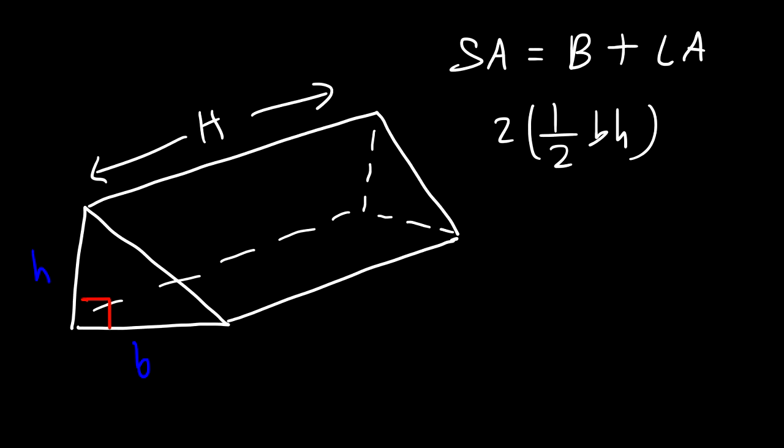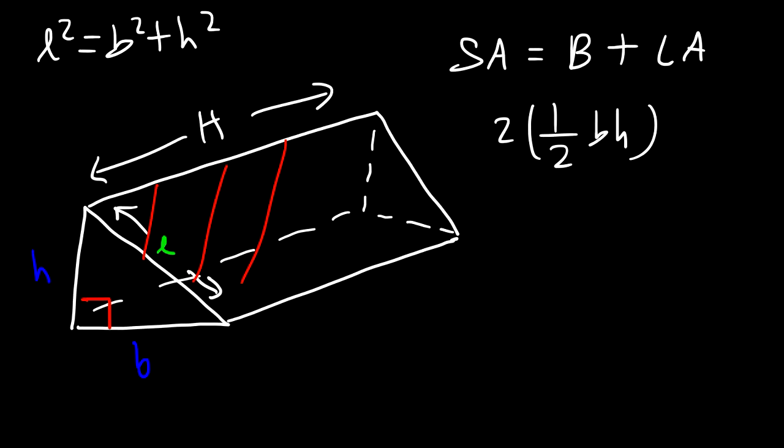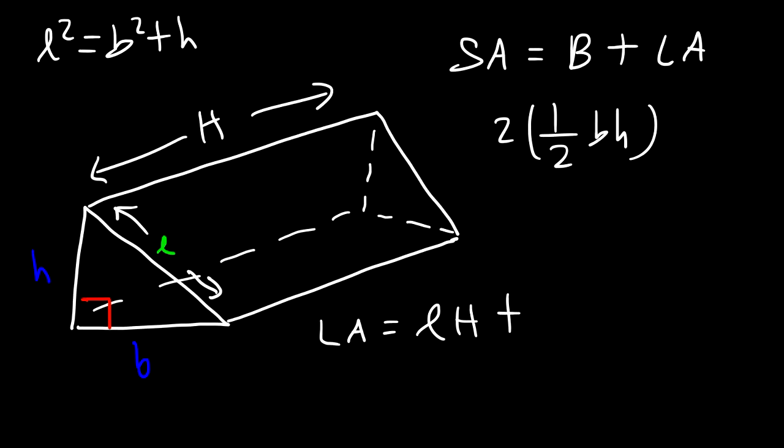Let's call the third side of the triangle L. So since we have a right triangle, L squared is equal to b squared plus h squared. So if we wish to calculate the area of this face right here, the top face, it's going to be L times the height of the prism. So that's LH.